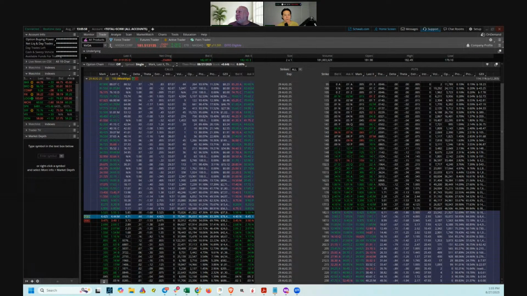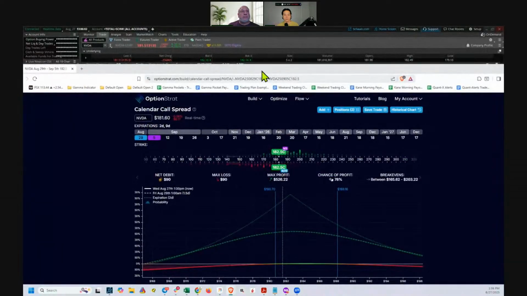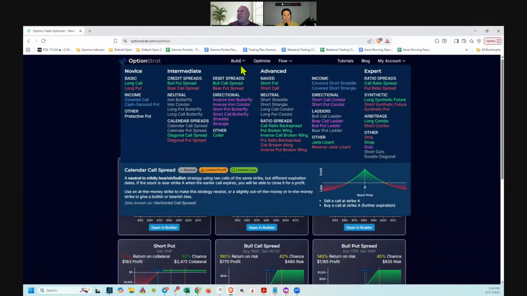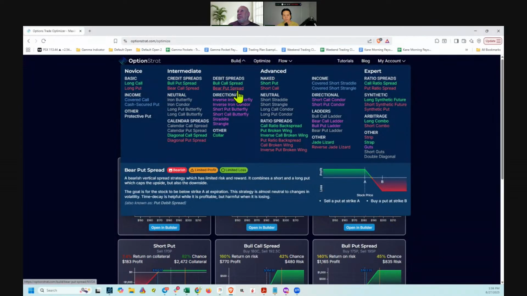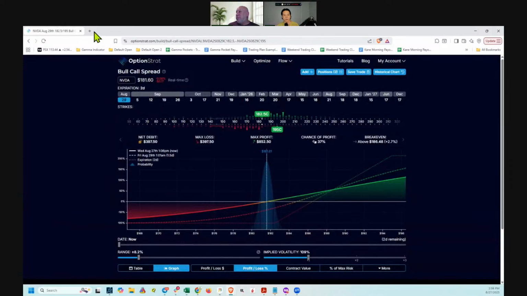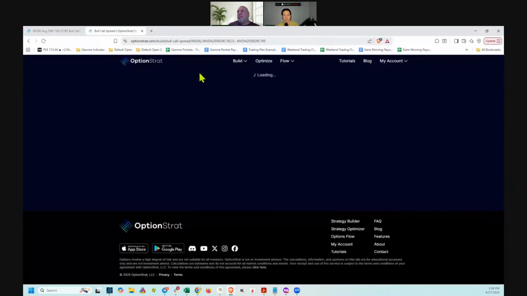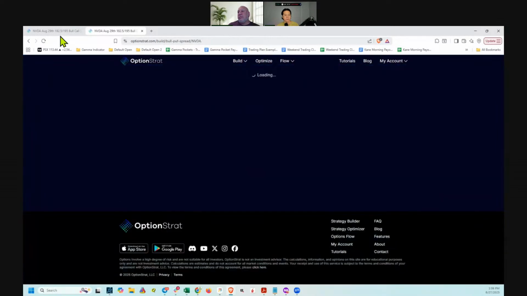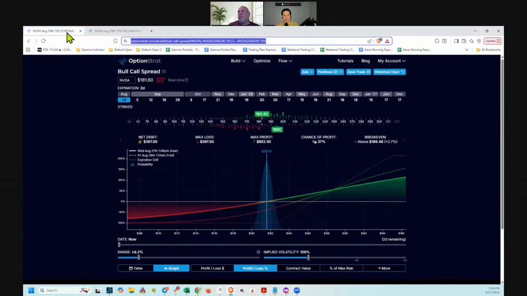And the reason why, the number one thing that people don't realize, let me just go over here, and we'll take a look at an NVIDIA spread over here. So I'm going to build, actually, NVIDIA might be skewed, but let's try it anyways. So if I do a bull call spread on NVIDIA, and then I do a bear put spread, or sorry, a bull put spread. So I have a bull call spread and a bull put spread. One is for debit and one is for credit.